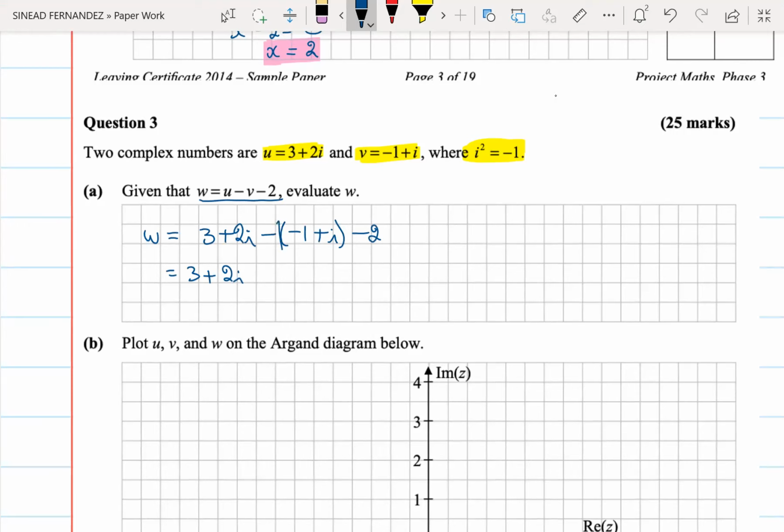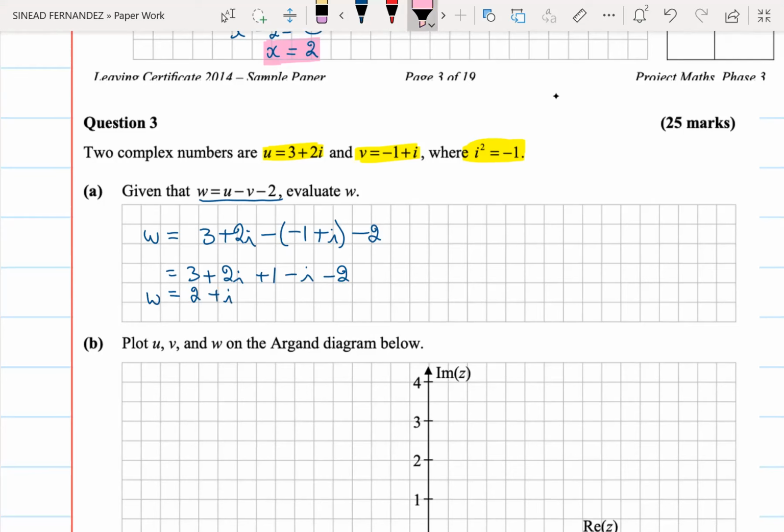-1 by -1 gives us a +1. And -1 by plus i gives us a -i. And we have -2 at the end there. Now bring all the i's together and all the numbers together. Let's do the numbers first. We have 3 here and 1 here, and -2 at the end. So 3 plus 1 is 4, and 4 minus 2 is 2. And then we have 2i minus 1i, so 2 minus 1 will leave us with just 1i. And that's what w is equal to.